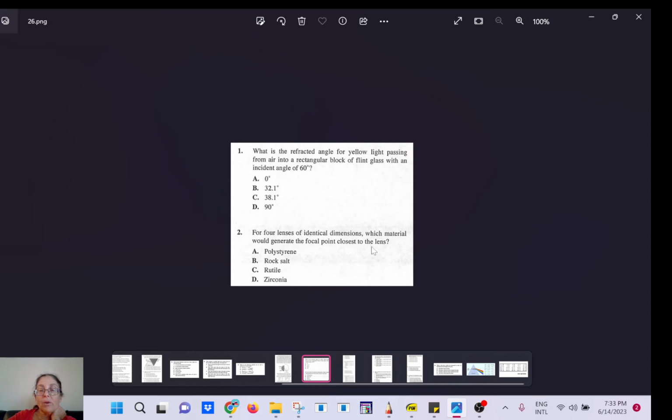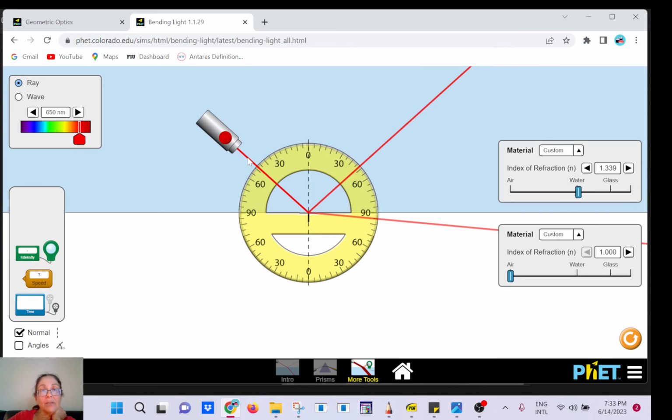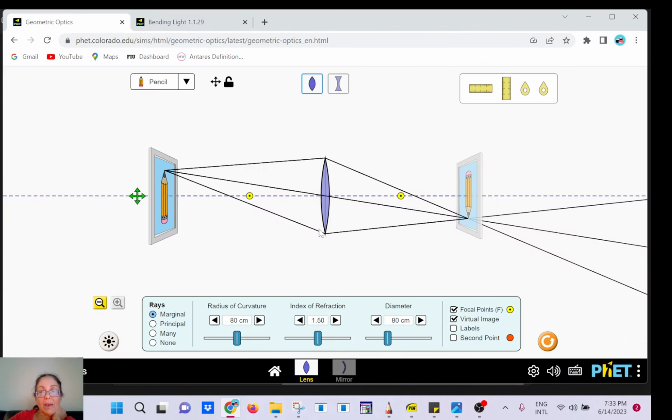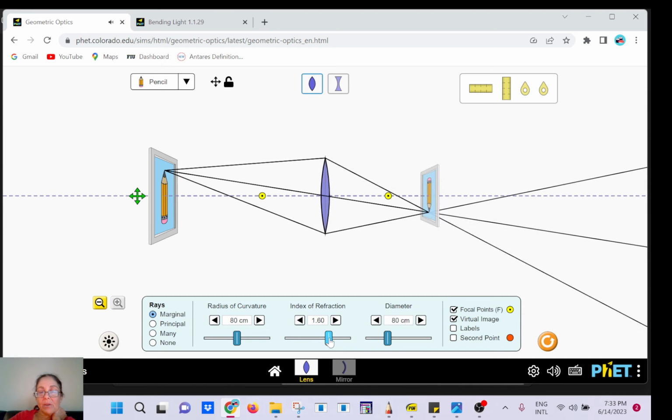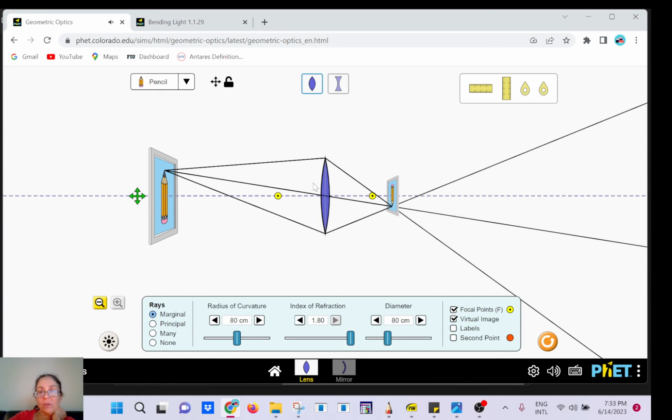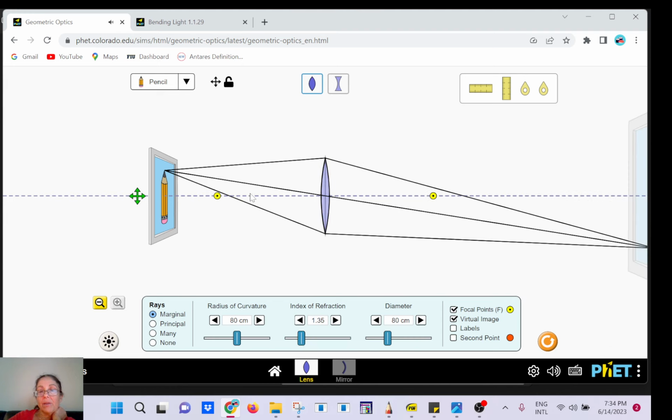So the focal point closest to the lens. If you remember from the lecture, when you have a lens, if you increase the refraction power of the lens, if the lens is more refractive, you see that the focal point gets closer to the lens, right? If you make the lens thicker, or if you increase the density of the material, the lens becomes more refractive. And if you decrease the refractive power of the lens, the focal length is larger. The focal point is moving away from the lens.